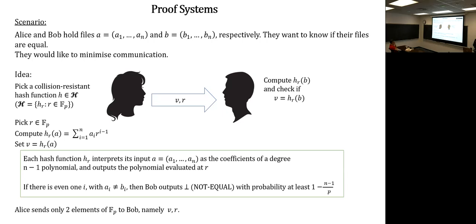Each hash function interprets its input as the coefficients of a degree n minus one polynomial and outputs the polynomial evaluated at R. So if there is even one index i where the two inputs in the files are different, then Bob will output not equal. Bob will abort with probability at least one minus n over p. So what we have seen is that in this case, Alice doesn't need to send the entire string, right? Doesn't need to send all those n values to Bob. It is enough if she just sends the values V and R to Bob.